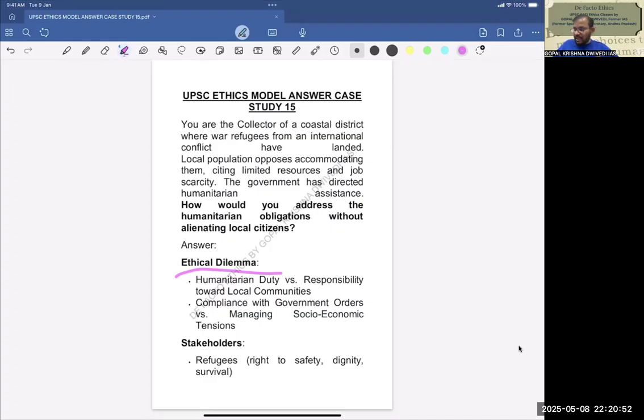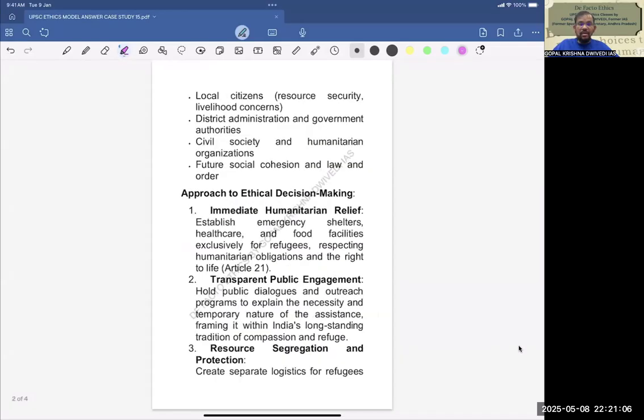Now let us see who are the stakeholders in the whole process. First is refugees themselves, because right to safety, dignity, survival, etc., is at stake for them. They have come from a country which is war torn. Then local citizens, another important stakeholder, quoting resource scarcity, livelihood concerns, etc., which is equally genuine. Then district administration and government authorities, you as a collector and the other administration machinery.